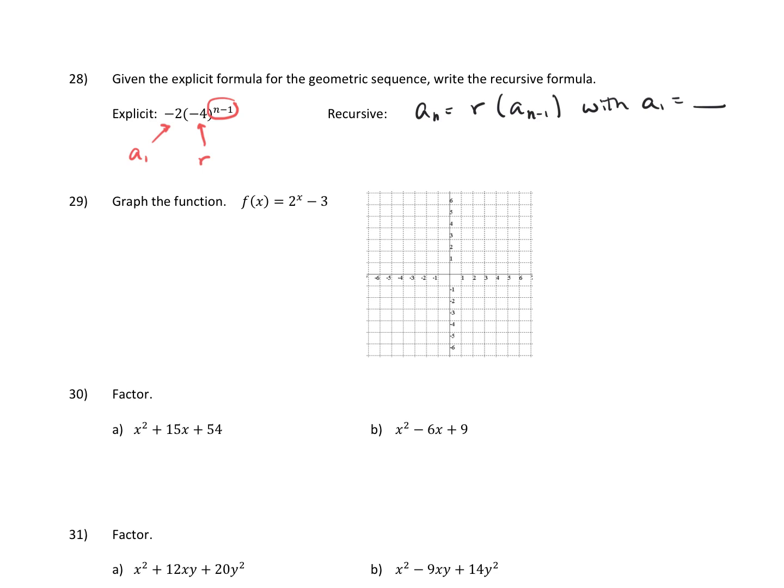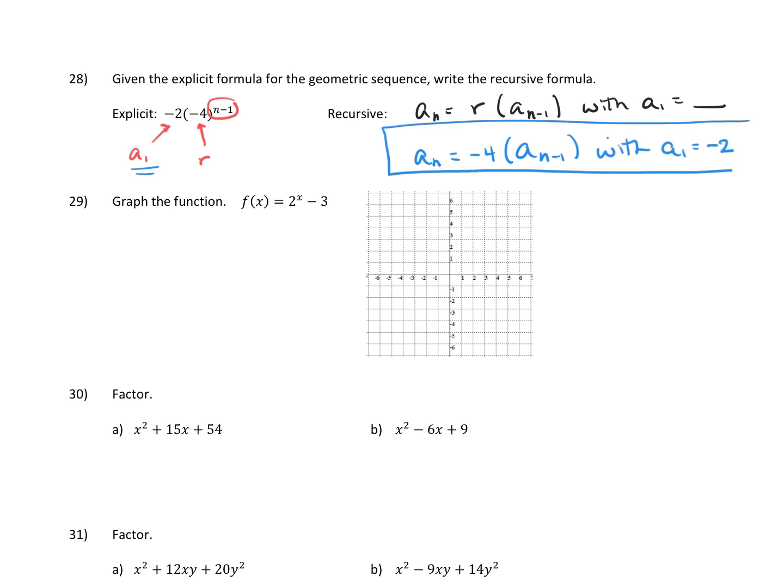So our recursive formula is going to be a sub n equals, the r is -4 times, now this a with a subscript of n minus 1, that's the same in every recursive formula. So this will always be there. Don't change that. We just have to figure out the r value. And then we add on with a_1 equal to, and we can see over here that our a_1 was equal to -2. And this is a recursive formula.